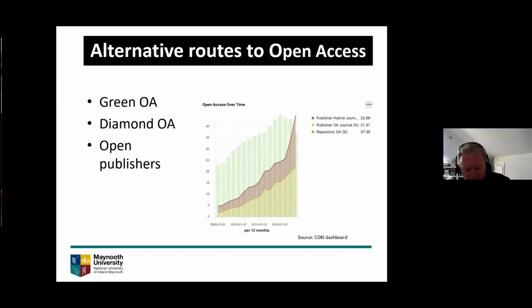So again, to go back to the COKI dashboard, we have our alternatives. Ruth has mentioned green and gold. We have open publishers. We have Diamond OA. What this shows, and it complements the slide that Ruth had earlier, is that the green bars would represent repository-based OA. So for Maynooth, that would be Mural. The red and the gold represent hybrid or gold OA.